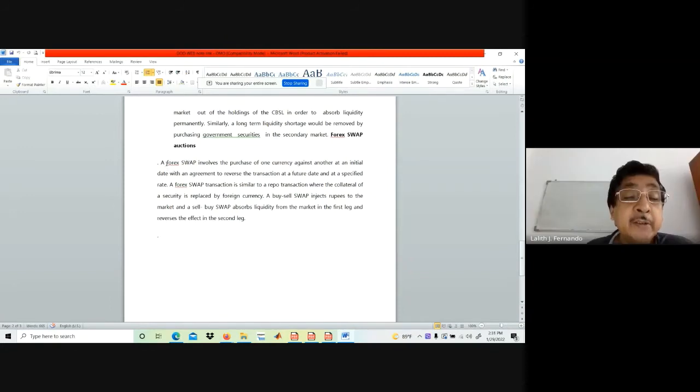Now, can you get this understood? A swap involves the purchase of one currency against another at an initial date with an agreement to reverse the transaction at a future date and at a specified rate. That is what you mean by a swap. A forex swap transaction is similar to a repo transaction where the collateral of a security is replaced by foreign currency. So it's like this.